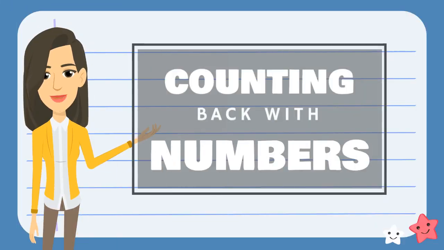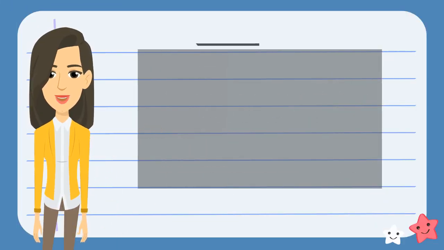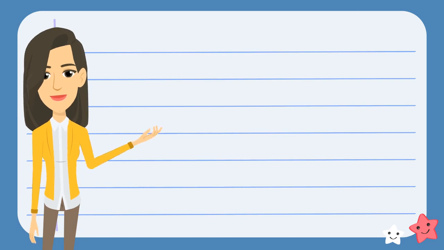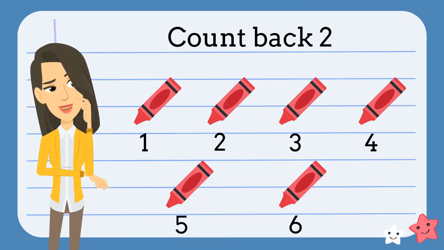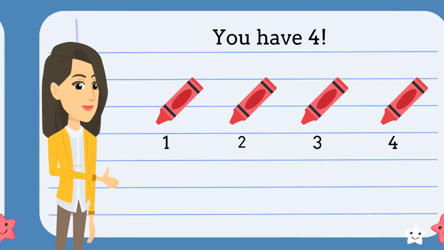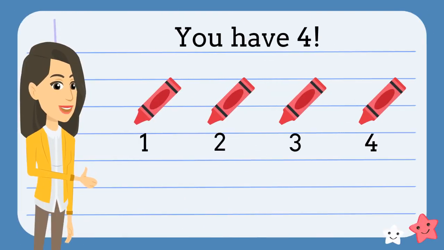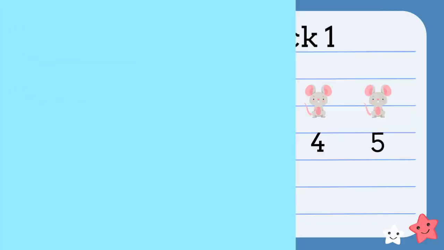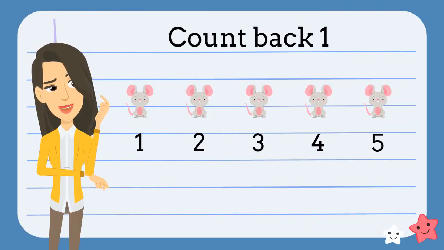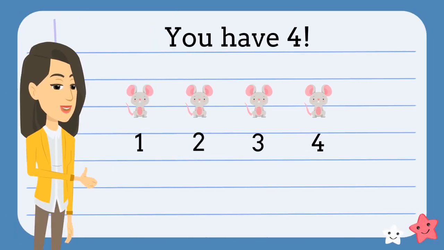Now that we've learned how to count back, let's see if you can count back with these objects. I have 6 crayons. I take away 2. How many do I have now? That's right, I have 4 crayons. I have 5 mice, and I'm taking away 1. How many do I have now? That's right, I have 4 mice.